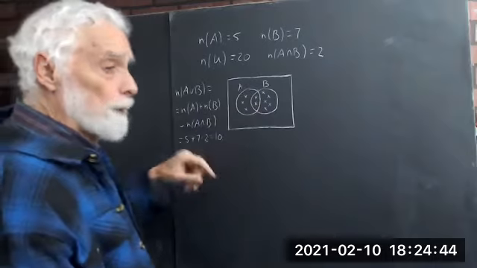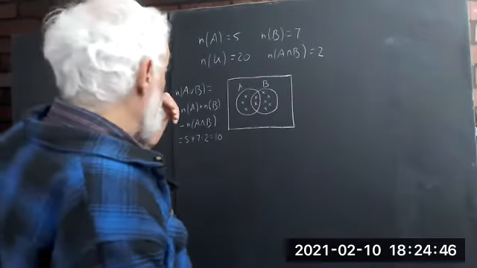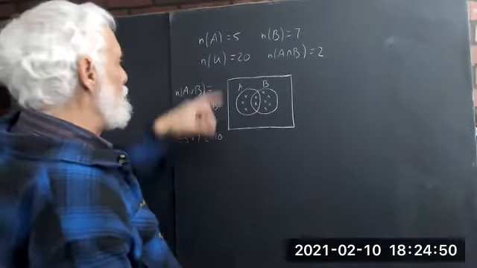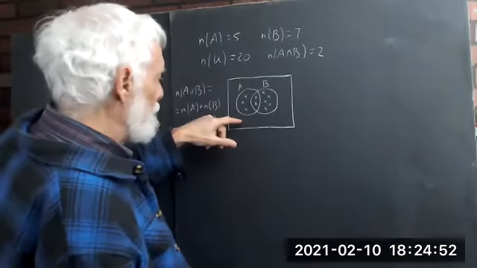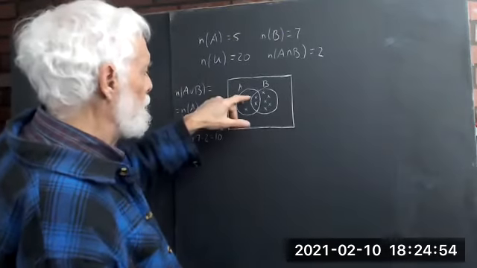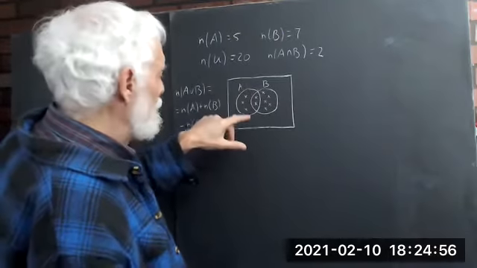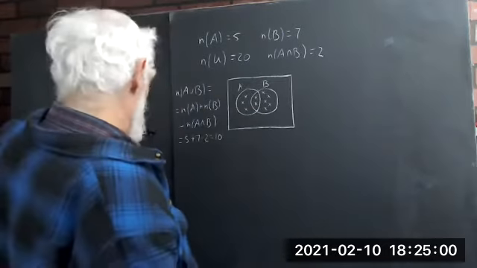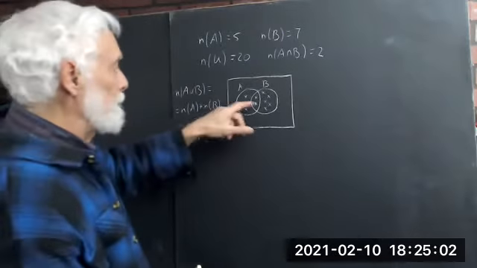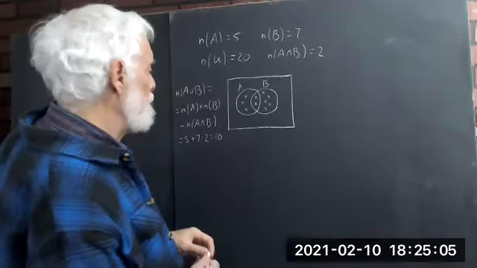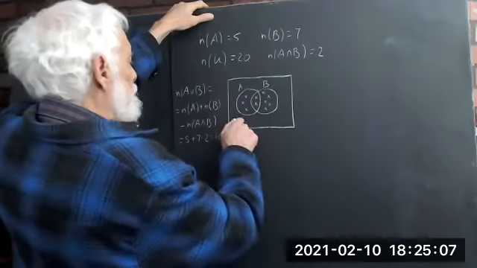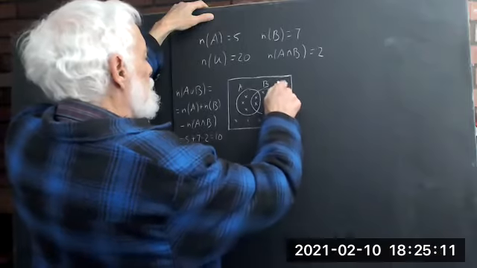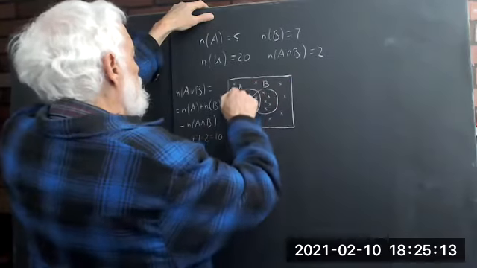Now, how about the number in U? Well, the number in U is 20. How about the number in this last region here? We got 1, 2, 3, 4 regions. How many in this 4th region? Well, there are a total of 20 in here, and 10 of them are counted for A and B. So to get 20, we'd better add 1, 2, 3, 4, 5, 6, 7, 8, 9, 10.